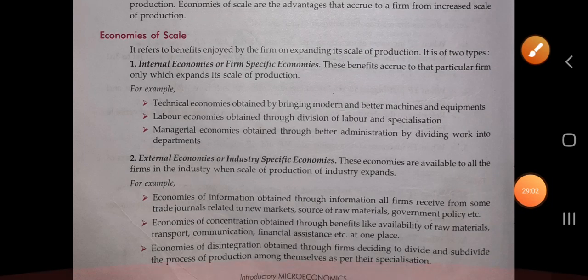Okay, now the next one is external economies, or the industry specific economies. These economies are available to all the firms in the industry when the scale of operation of the industries expands. Internal economies are specifically related to the firm when its scale of operation is expanded, but external economies are available to all the firms. It is not in any particular area or region; the development or economy is found all over the industry.